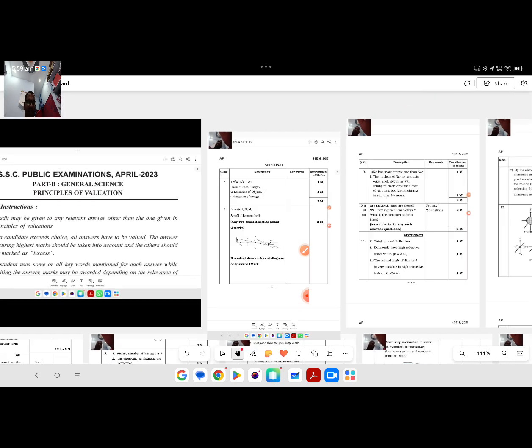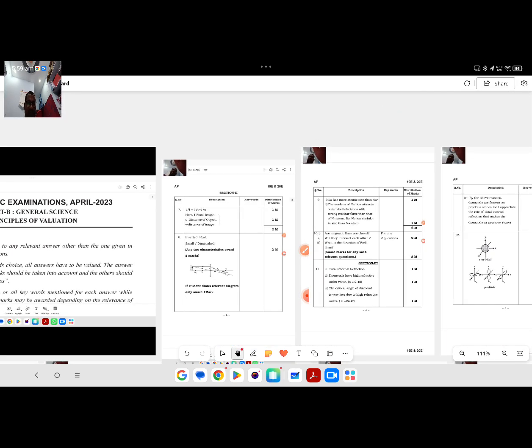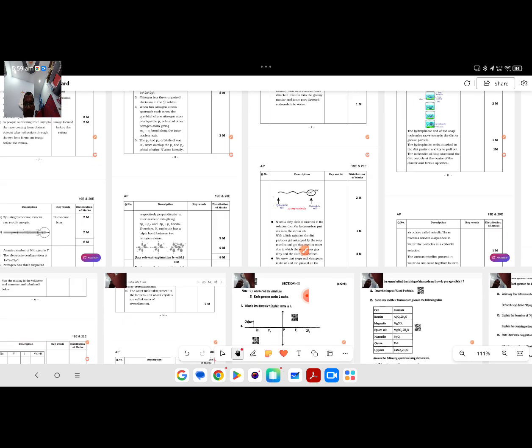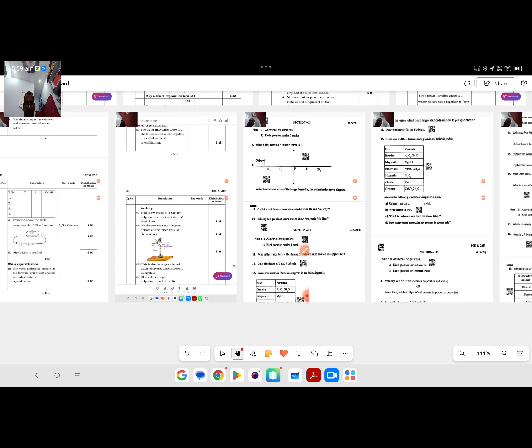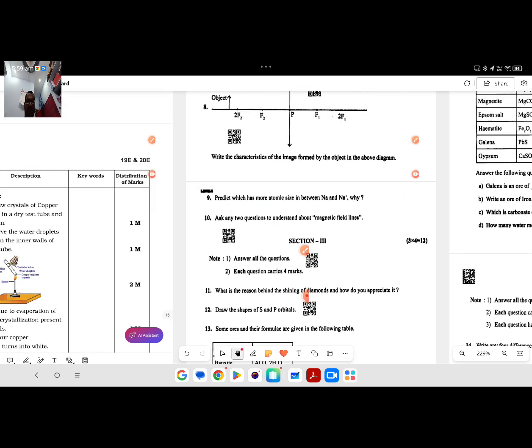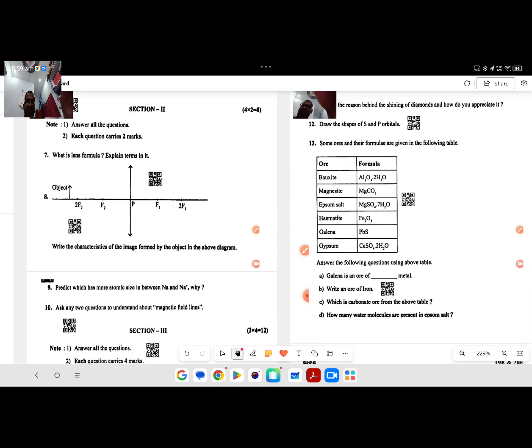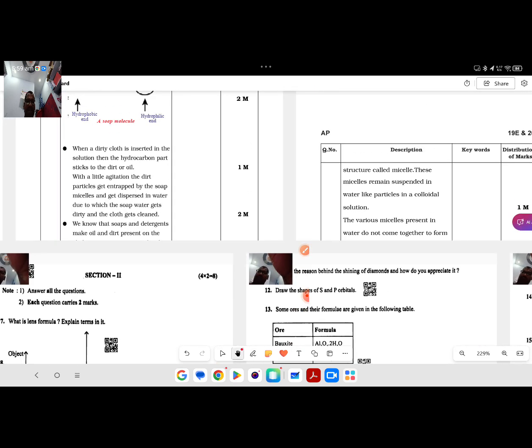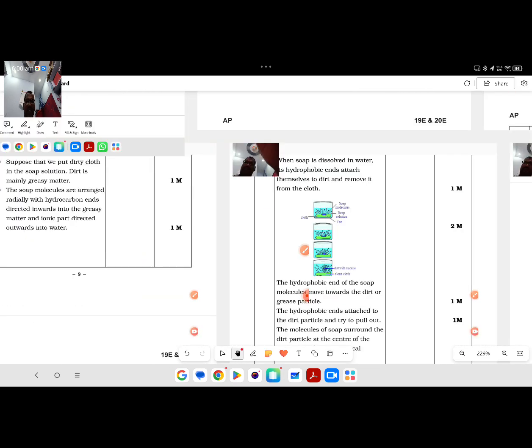Now look at the next question. Next question is about nitrogen molecules. Just look at the next question. What is it? Predict which has more atomic size between sodium and sodium plus. Why? This is your question. It was a 2 marks question. So I am not talking about the answers for this, but I am talking about how you should write the answer, how you will get the marks.